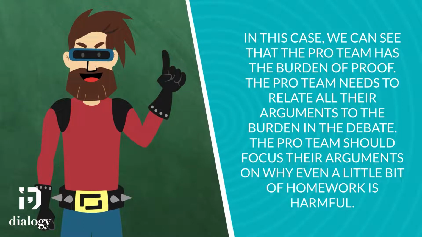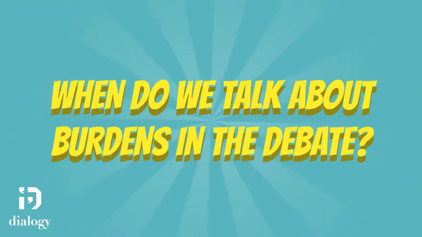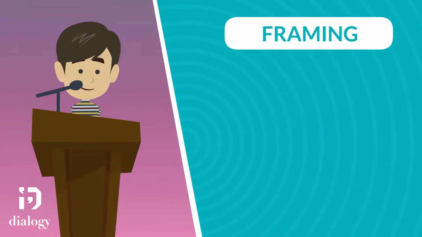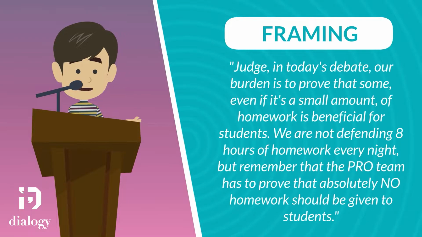The pro team needs to relate all their arguments to the burden in the debate. The pro team should focus their arguments on why even a little bit of homework is harmful. So, when do we talk about burdens in the debate? The first place to talk about burdens is in the framing of the debate. In the framing section, a team might say, Judge, in today's debate, our burden is to prove that some, even if it's a small amount, of homework is beneficial for students. We are not defending 8 hours of homework every night, but remember that the pro team has to prove that absolutely no homework should be given to the students.